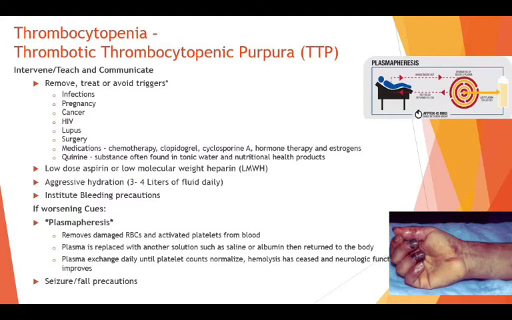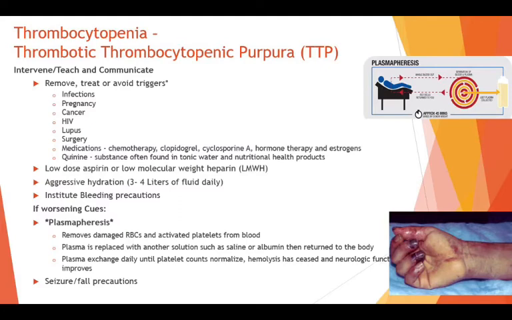Plasmapheresis is if you are having worsening cues, meaning you are having organ ischemia, or worsening tissue ischemia and increased bleeds. Plasmapheresis will physically exchange your plasma. It's a plasma exchange. It is done on a dialysis type machine. You do not need dialysis access. But what they're doing is they take out your plasma and replace the plasma. When you get plasmapheresis, it is a huge amount.